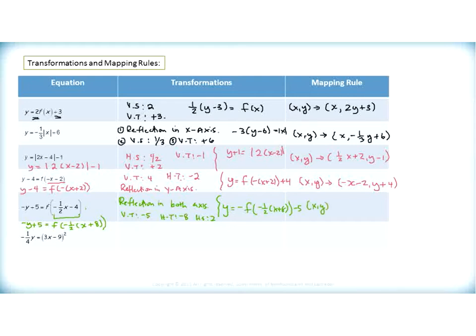Now, let's write the mapping rule for the transformations. The mapping rule will look like, actually, I think I've made an error here. In fact, I have made an error. I need to go back and correct it. Just as I need a set of brackets here, I also need a set of brackets here. This is not written correctly in transformational form. It really should be written like this. Let me rewrite it, please.